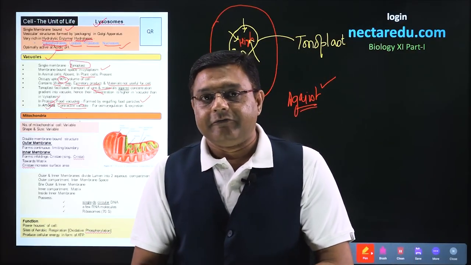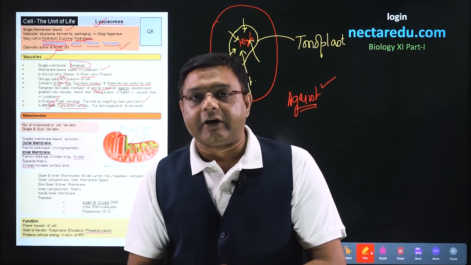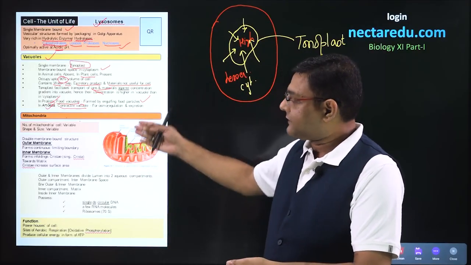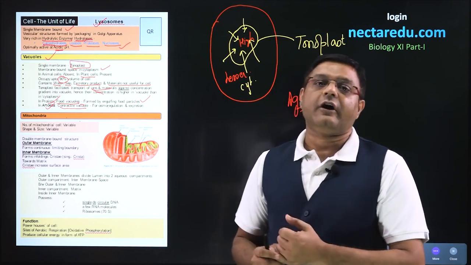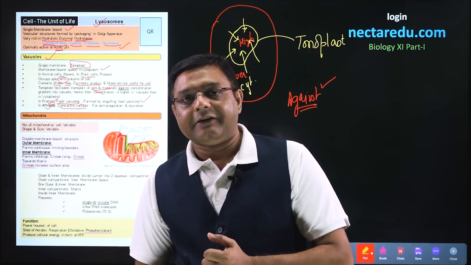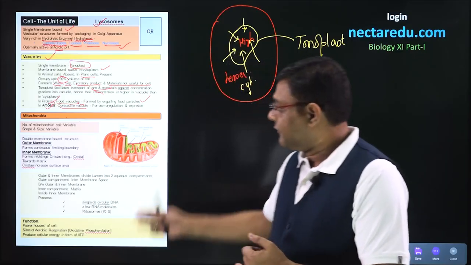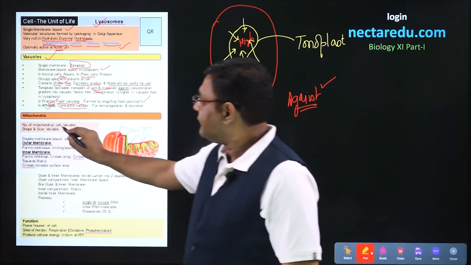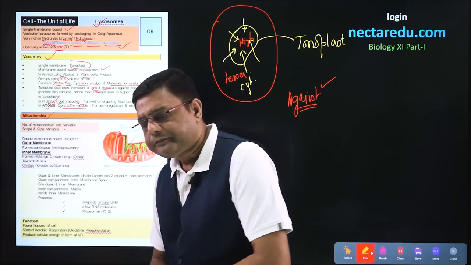After vacuoles, we come to the membranous organelles that are not part of the endomembrane system. So, there are three organelles. The first organelle is the mitochondria, second is the plastids, and third are microbodies. We will talk about these organelles one by one, starting with mitochondria.